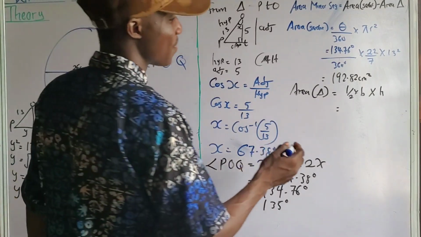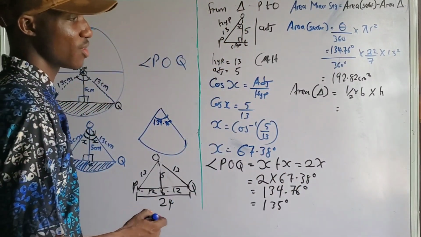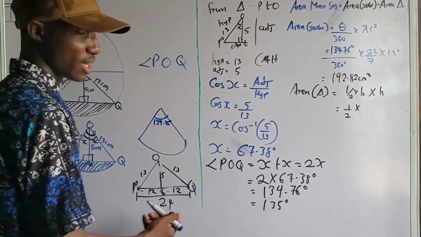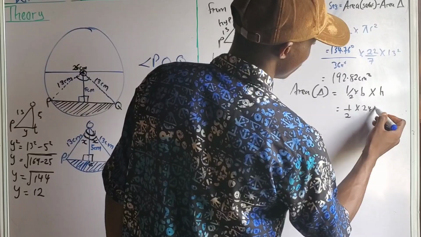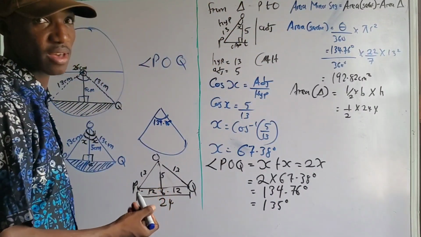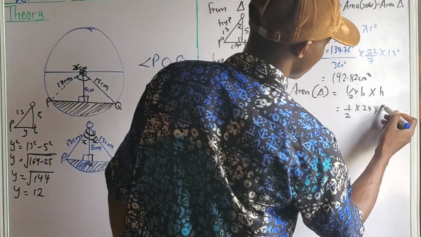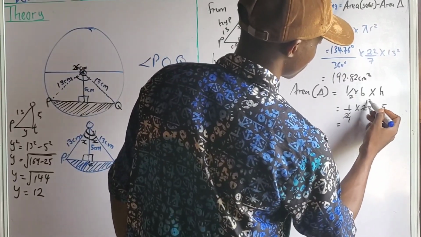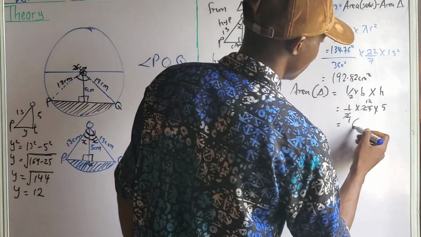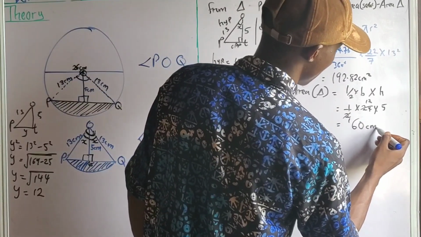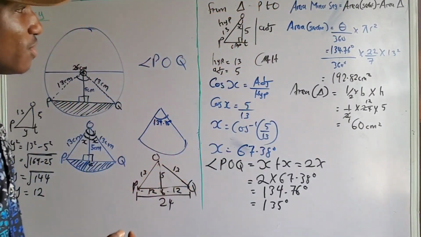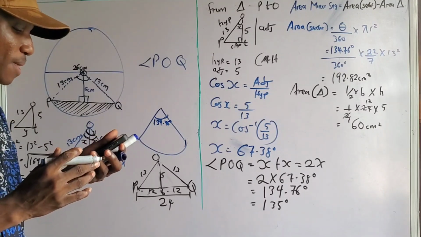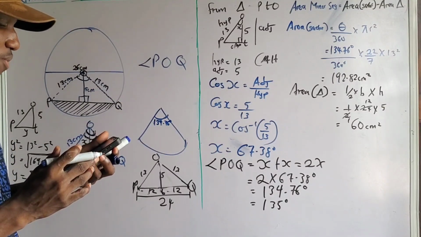So now we can calculate the area of the triangle. Half base, the base now is 24, times height. The height now is 5. So half of 24 is 12, and 5 times 12 is 60. So the area of the triangle is 60 centimeter squared. Okay, we've gotten the area of the sector and the area of the triangle.